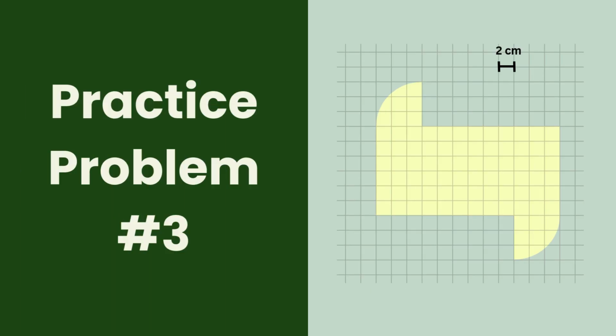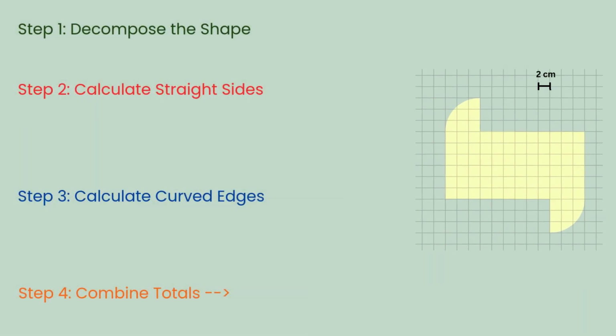Alright, here's our final practice problem. This one's a little different from the first two. This shape is drawn on a grid, and each grid segment represents 2 centimeters. That means every single grid square isn't worth 1, it's actually worth 2 centimeters. So when we look at the shape, we can't just count the grid squares and call that the length. We have to count how many grid segments each side covers, then multiply by 2 to get the real measurement.